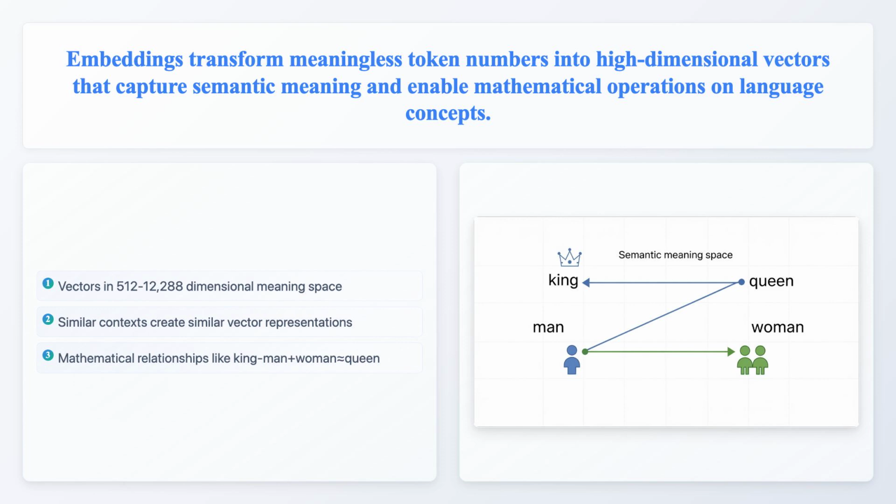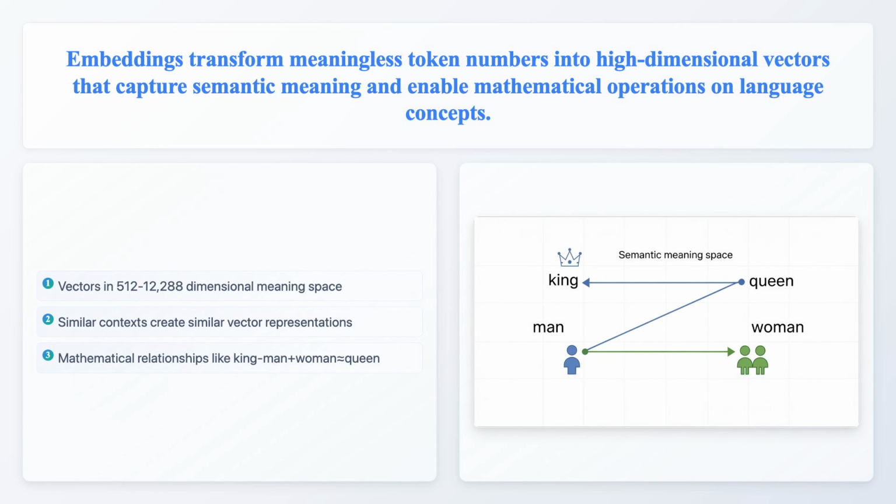Think of embeddings as coordinates in a vast meaning space. The word king might be represented by a vector of coordinates in a 768-dimensional space, while queen has very similar coordinates. Notice how similar they are. That's not coincidence. It's learned semantic similarity. During training, the model learns that words appearing in similar contexts should have similar vector representations. This creates fascinating mathematical relationships. The vector from man to woman is remarkably similar to the vector from king to queen.